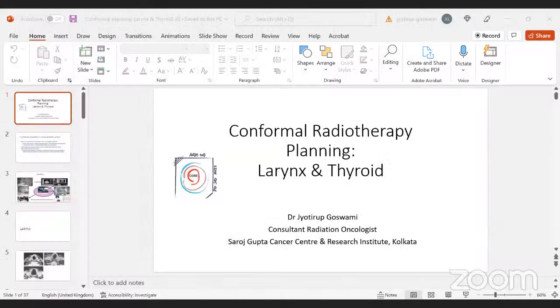Next speaker is Dr. Jyotirup Goswami. He is in Saroj Gupta Cancer Research Center. He will talk about overview of conformal planning in thyroid and laryngeal malignancy. Dr. Jyotirup, please.